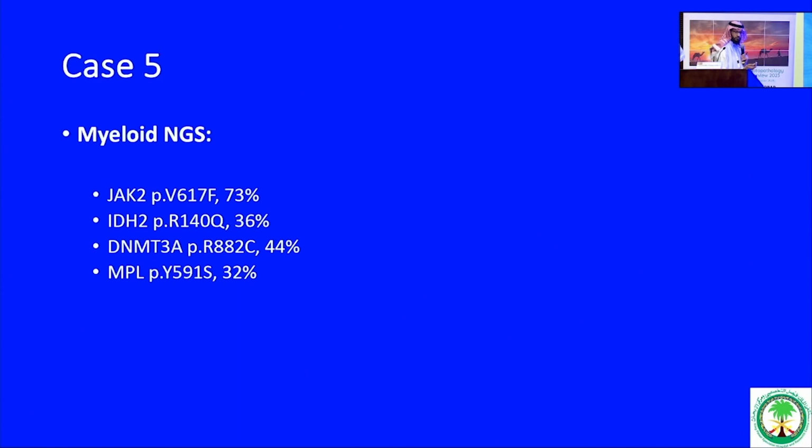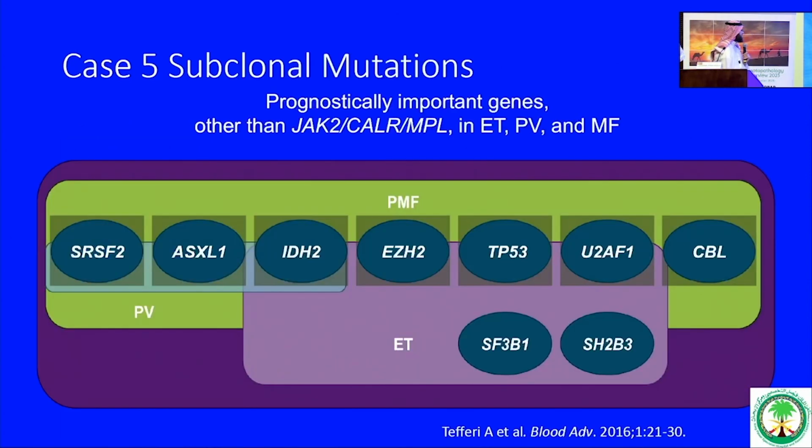With JAK2, we always think of MPN having either JAK2, CALR, or MPL. This is not the common MPL, but it's also reported to be pathogenic, loss of function. So this patient has 2 mutations associated with MPN, but also has IDH2, and IDH2 is one of the more aggressive mutations. If you see it in myelofibrosis, it's associated with fast progression.